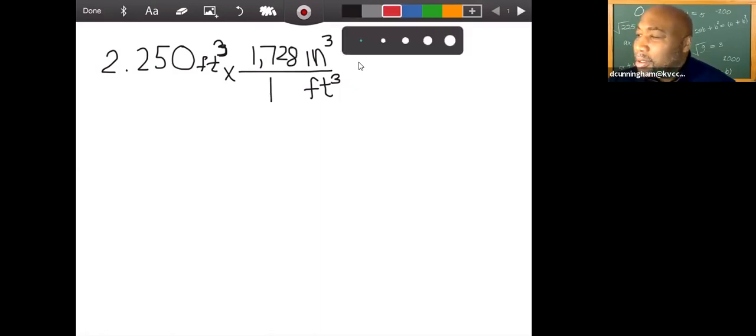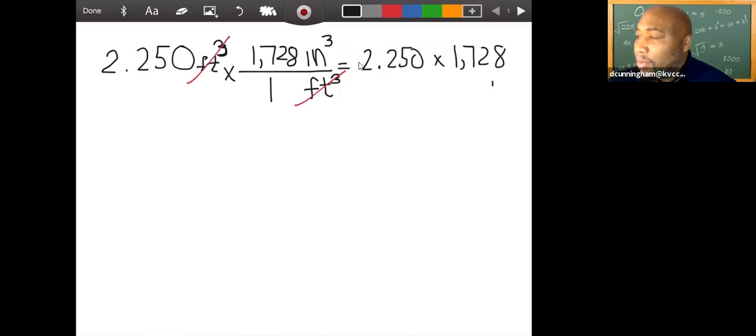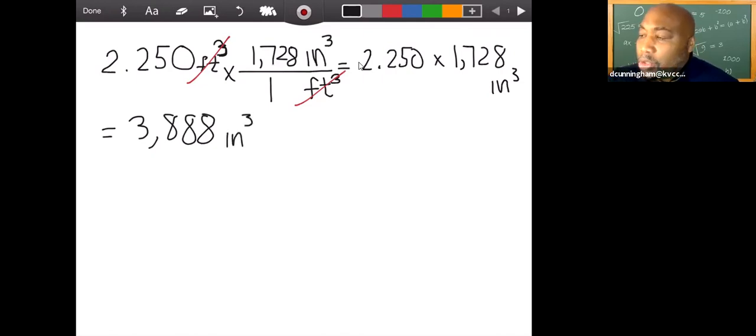Now notice this. These units cancel. And so basically we're looking at 2,250 times 1,728, where we have cubic inches there. And so we have to multiply those two numbers to get our answer. So what we end up with, I'm going to put it under here, if my math is correct, I think it'd be about 3,888. And then let's put our units. So this would be cubic inches. Again, that's a superscript 3.